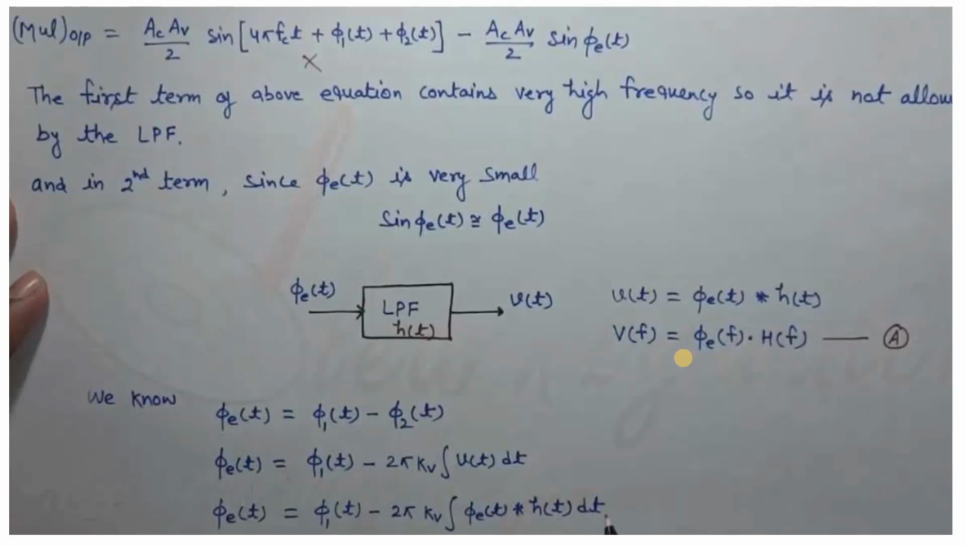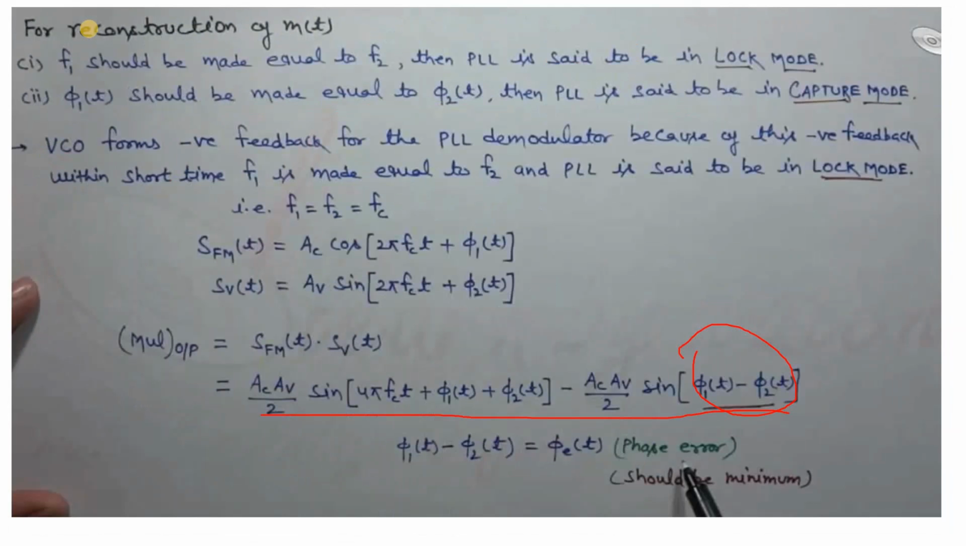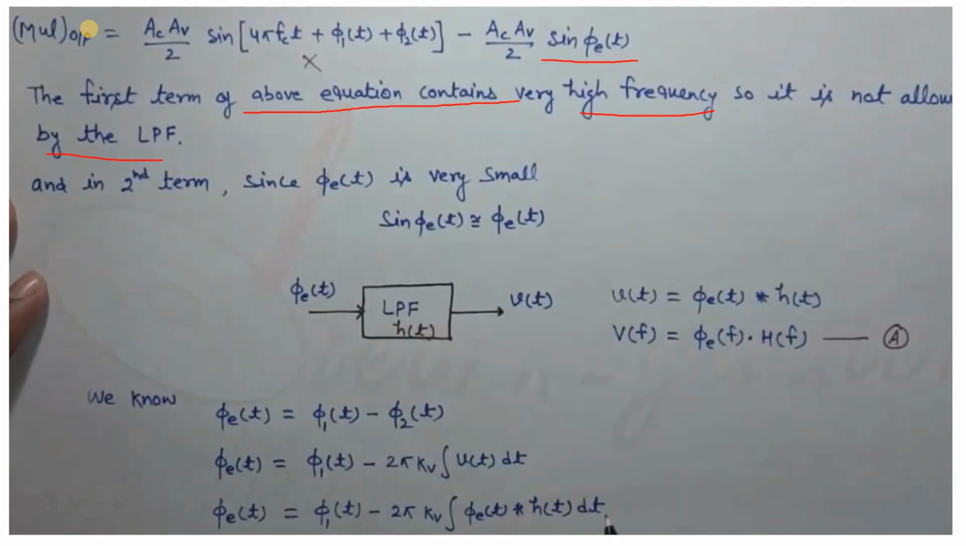Another component is (Ac Av/2) sin φe(t), that is φ(t) = φ1(t) − φ2(t). Here the first term of the above equation is the high frequency term, so it is not allowed by the low pass filter, because the multiplier output is going to pass through this low pass filter. The high frequency components are going to be rejected by the low pass filter, so this term is omitted. So the output only has (Ac Av/2) sin φe(t), as you can see.